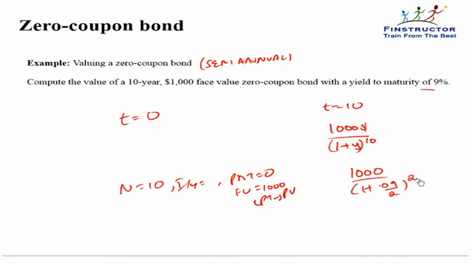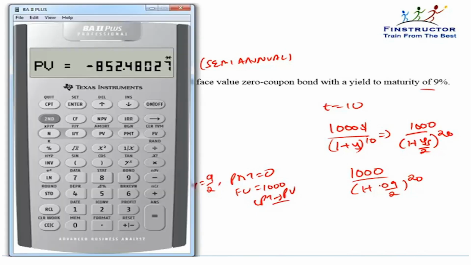However, for 20 semi-annual periods, that is a 10-year span, it can also be written as 1000 upon 1 plus the semi-annually compounded yield upon 2 to the power 20. So N will be equal to 20, since 10 years means 20 semi-annual periods. I/Y would be 9 by 2, that is 4.5. PMT would be 0, FV would be 1000, and we would compute PV.